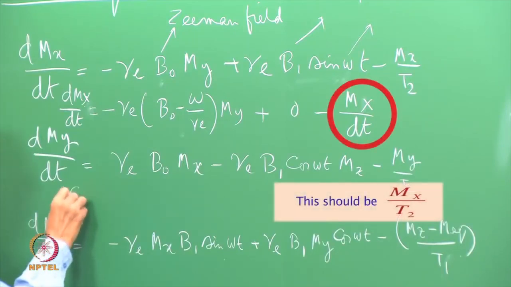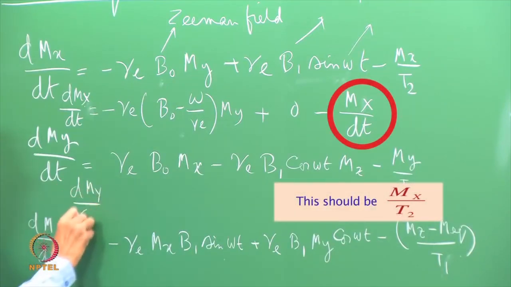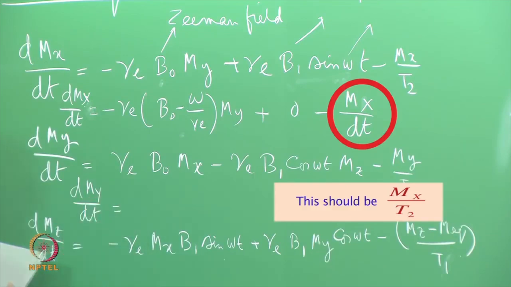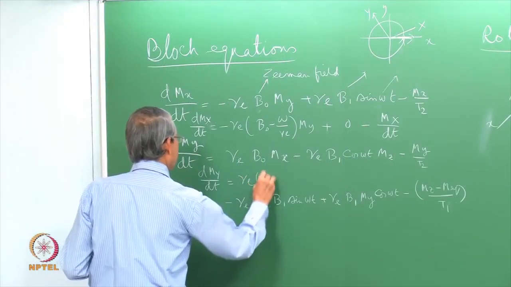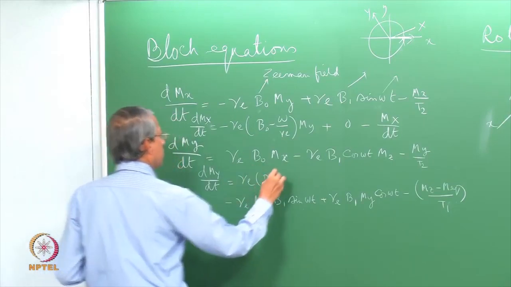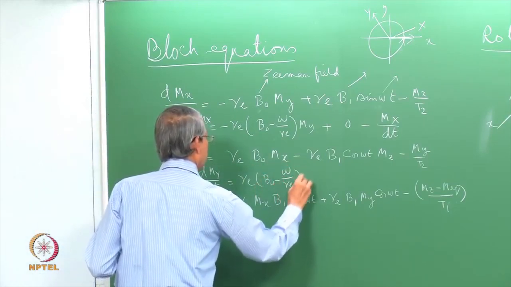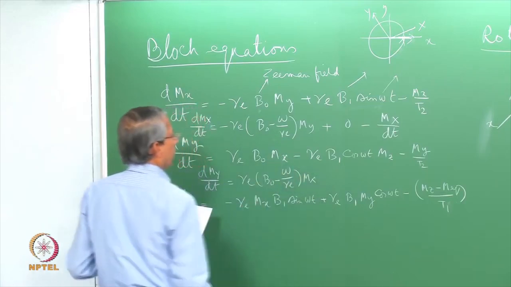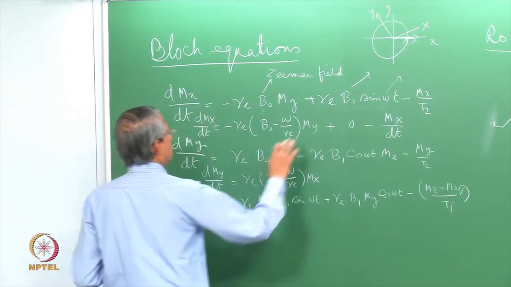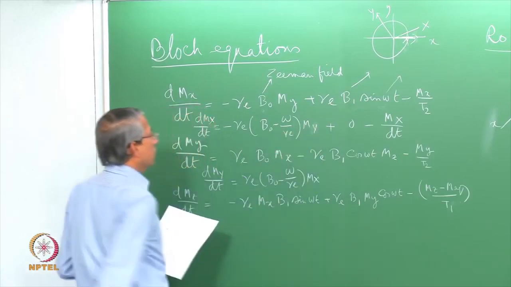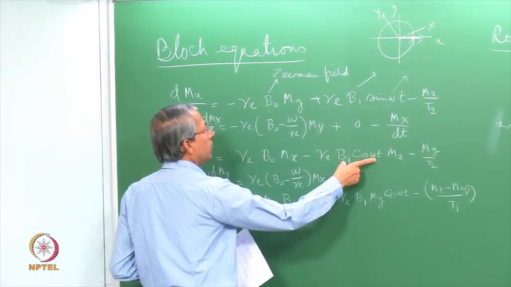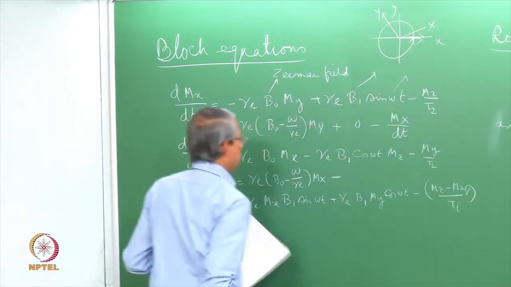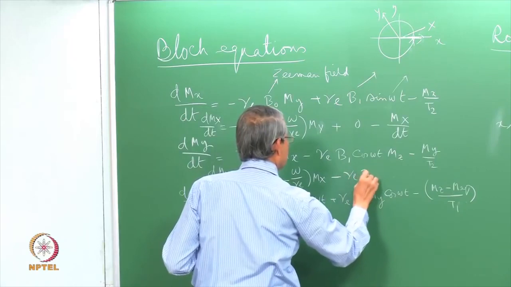Similarly, for the y component, dMy by dt will be, B0 will be replaced by this one. Yeah, I should have changed this also, this will be capital Y, the rotating coordinate system. This is the B1 magnetic field which is always present in the x direction. So, this will be present here.